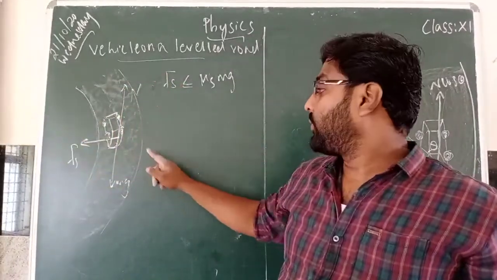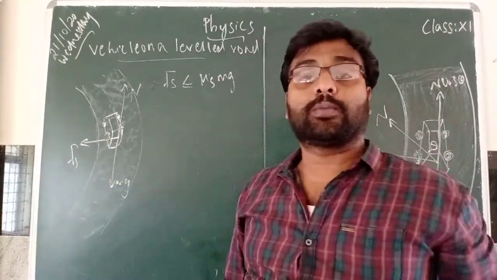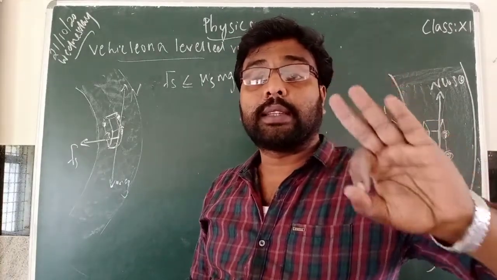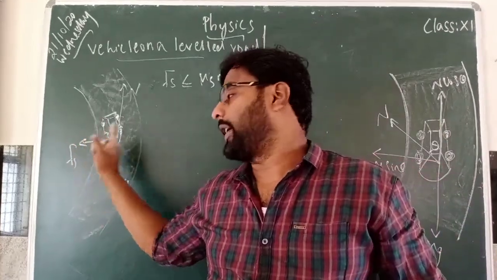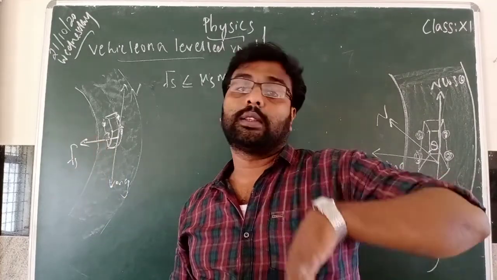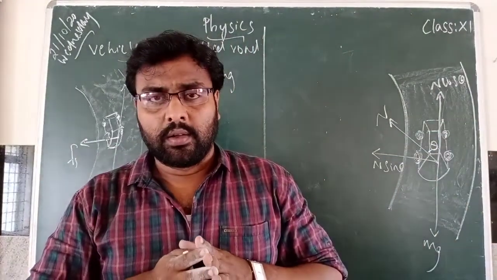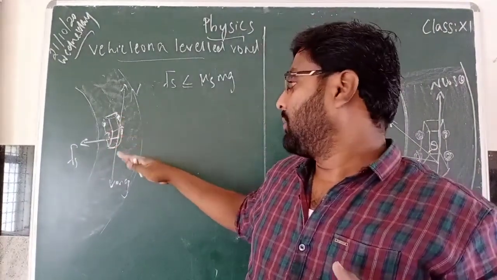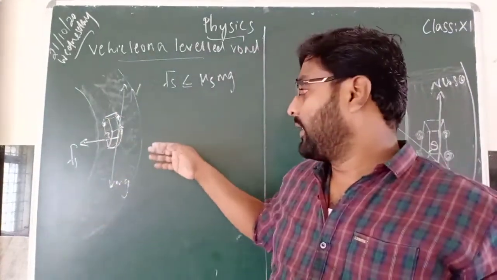So from where are these centripetal forces provided? They are provided by the frictional force, the static friction between the surface of the road and the tire. This static friction provides enough centripetal force for the car to move on a circular or curved road. So consider a vehicle of mass m moving with velocity v, and the radius of the track is r.